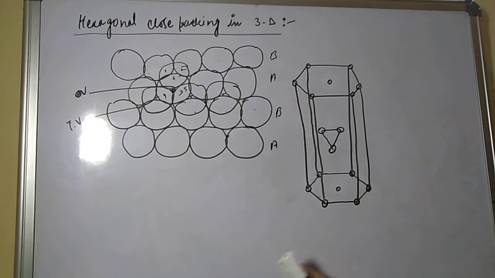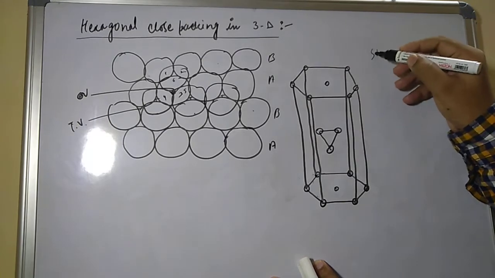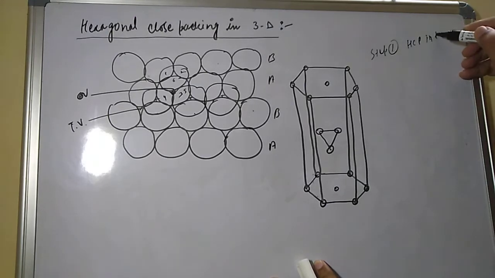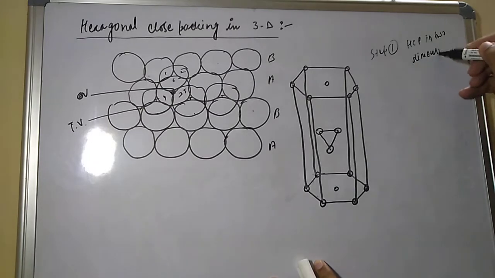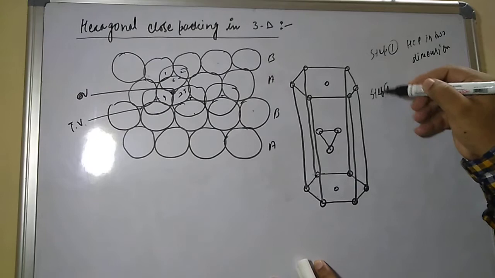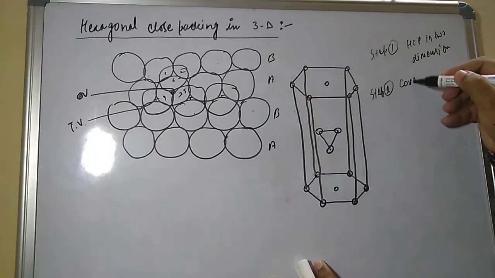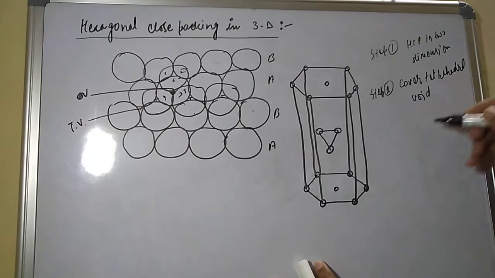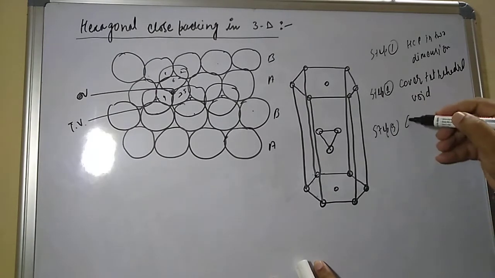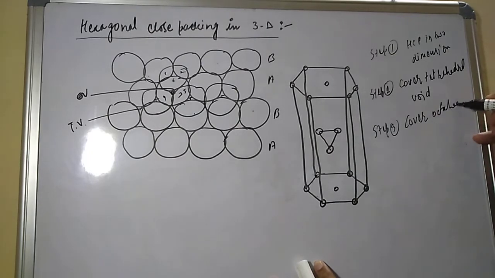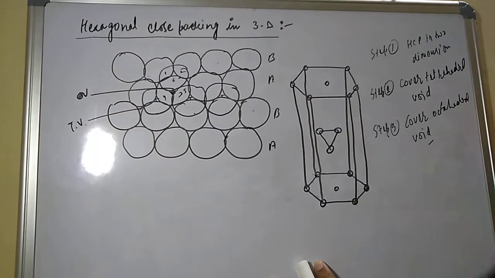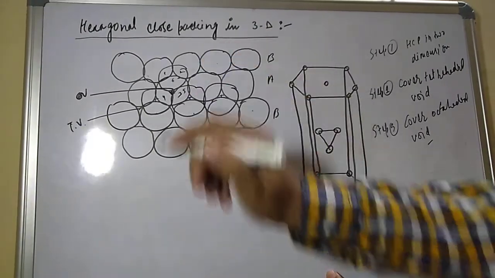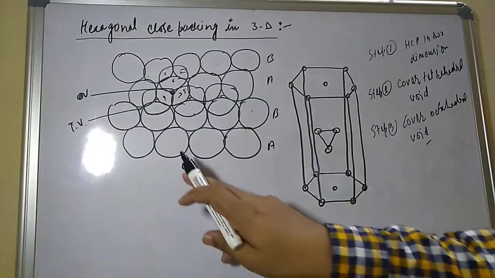So to understand this, firstly, step number 1 is HCP in 2 dimension. First step is HCP in 2 dimension. Step number 2 is to cover the tetrahedral voids. And step number 3 is to cover the octahedral voids. Okay, so if you do these 3, you will be able to get the close packing in 3 dimension.